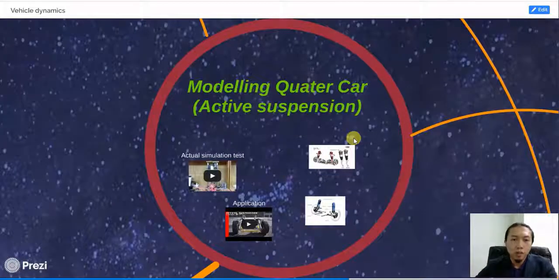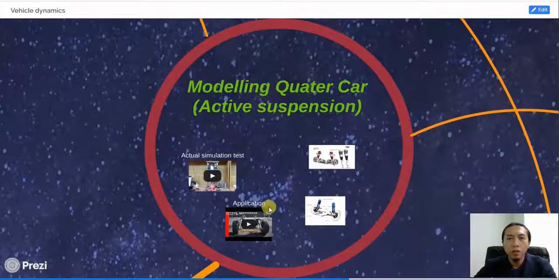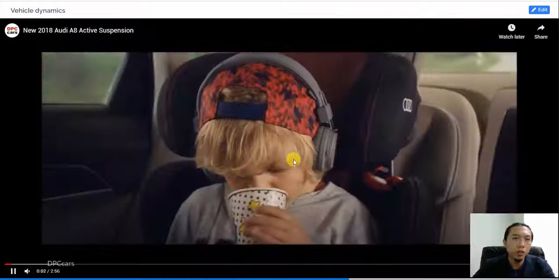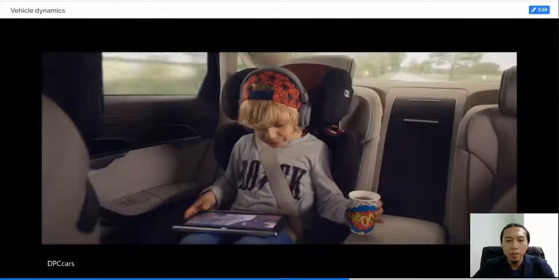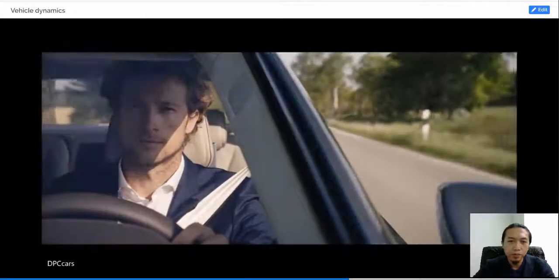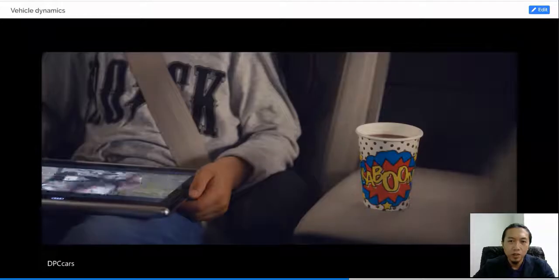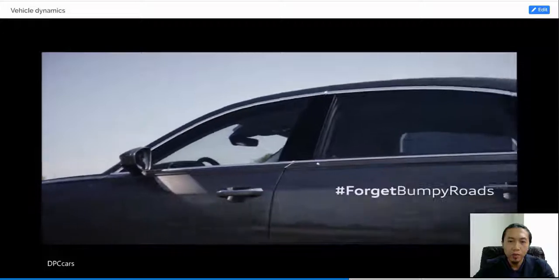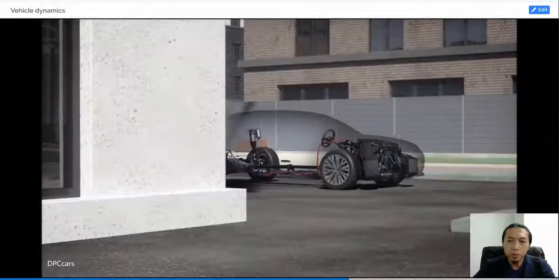So just now you already saw the actual simulation test in the lab. So I want you to watch the real application in the automotive sector. So you can see from here, this video showing a new Audi A8. So forget the bumpy road.